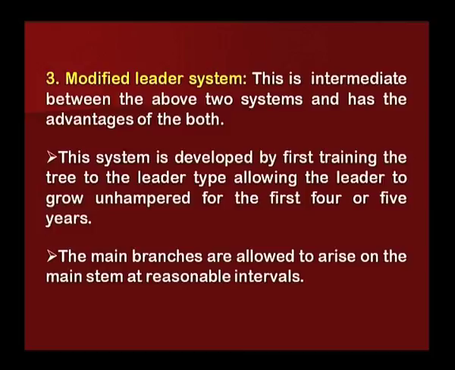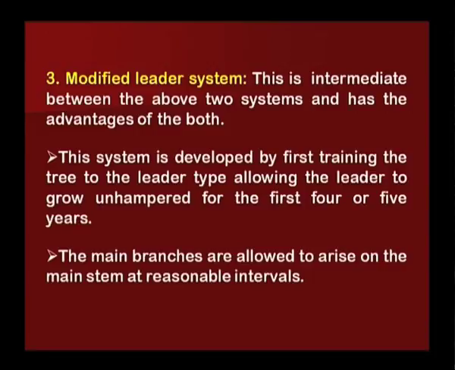Modified leader system. This is intermediate between the above two systems and has the advantages of both. This system is developed by first training the tree to the leader type, allowing the leader to grow unhampered for the first 4 or 5 years.